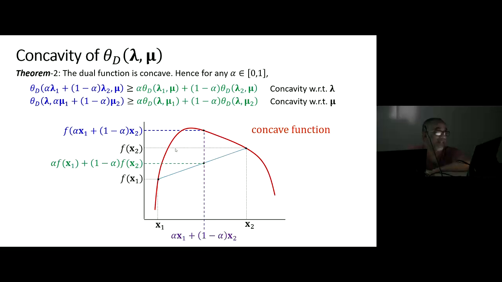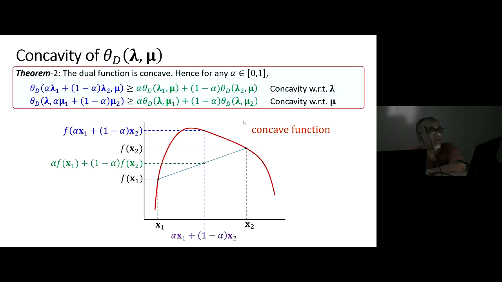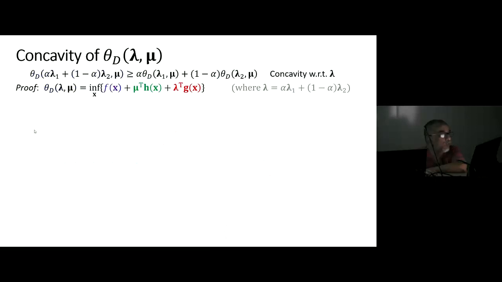Okay, this x here is not the primal variable, okay? It's just an arbitrary x in this figure. Okay, so we will prove concavity with respect to lambda only, and the concavity with respect to mu is very similar. Okay, so this is the important observation, and so we'll proceed to prove it.